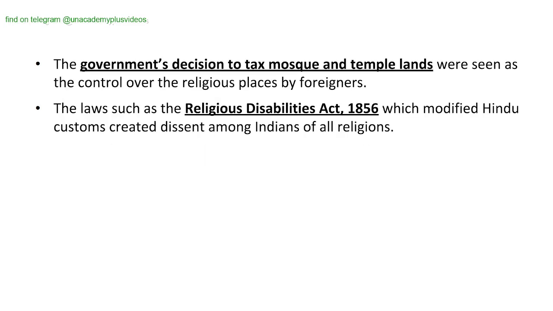The government's decision to tax mosque and temple lands was seen as control over the religious places by foreigners. The laws such as the Religious Disabilities Act 1856, which modified the Hindu customs, created dissent among the Indians of all religions.